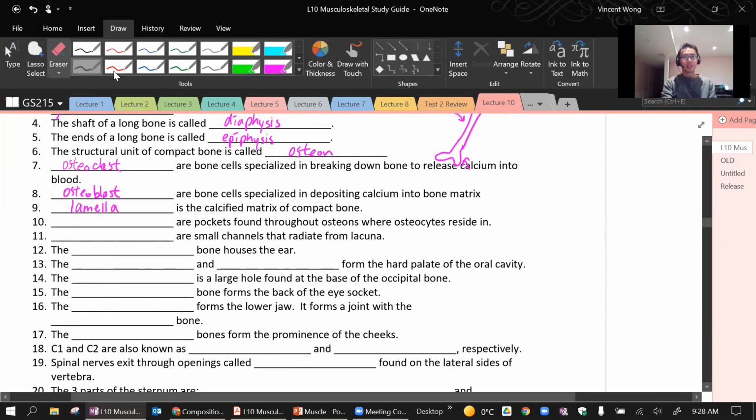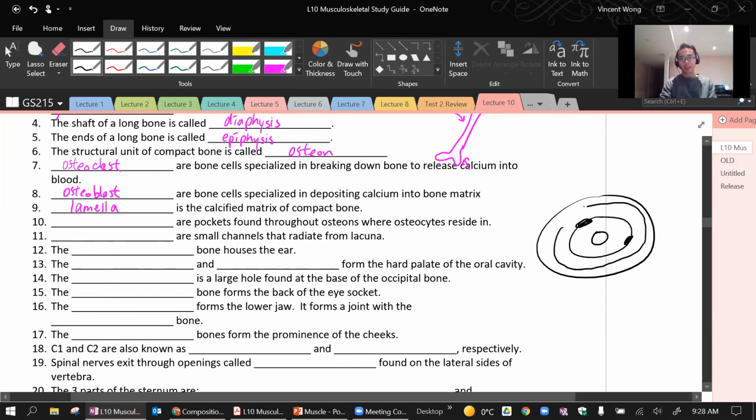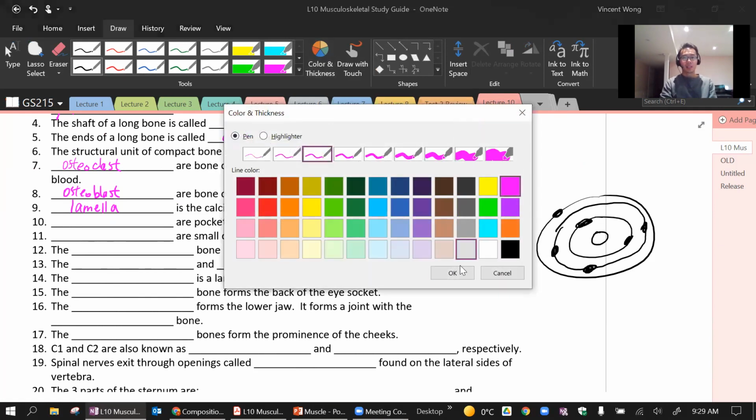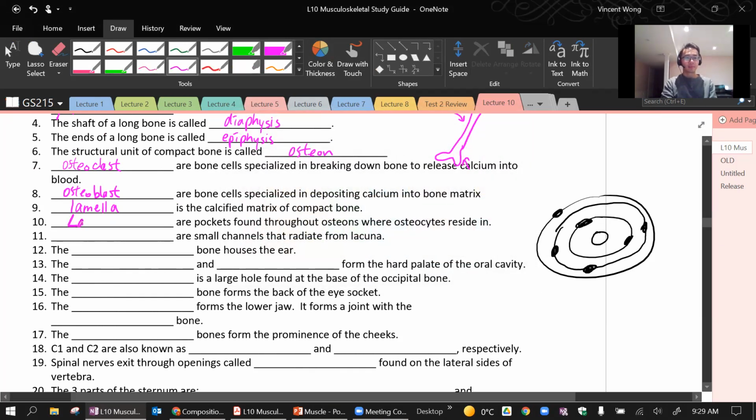So here is an osteon, and then there are pockets. They didn't show it in the model that we were looking at, but there are these little pockets. The pockets are called lacunae. Lacuna for singular, and then you add an E for plural. That's where you will find the osteocytes.